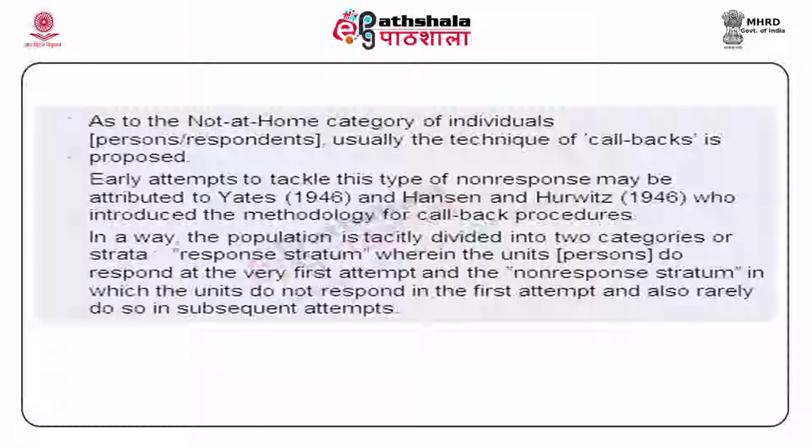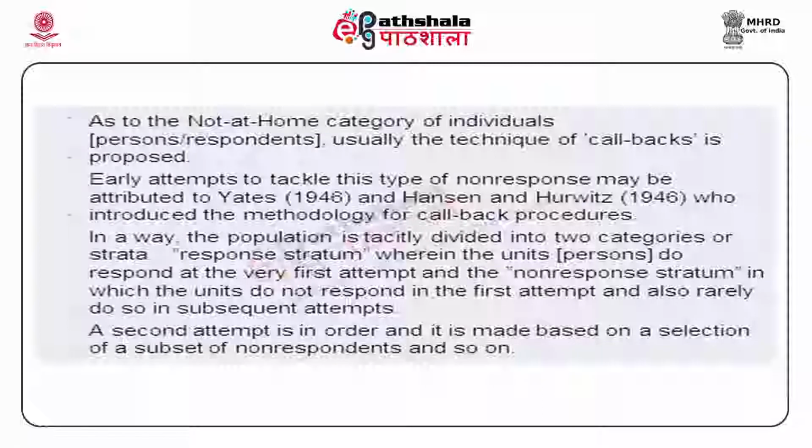In a way, the population is tacitly divided into two categories or strata. Response stratum, wherein the units do respond at the very first attempt. They are cooperating with you. You check with them, they are available and they respond and you get the response straight away. And the other is the non-response stratum called the hardcore stratum, in which the units do not respond in the first attempt and also rarely do so in subsequent attempts. Even if they are available, they may not feel like cooperating, and if they are not available in the first attempt, you get them in the second attempt, but still they are reluctant to give information.